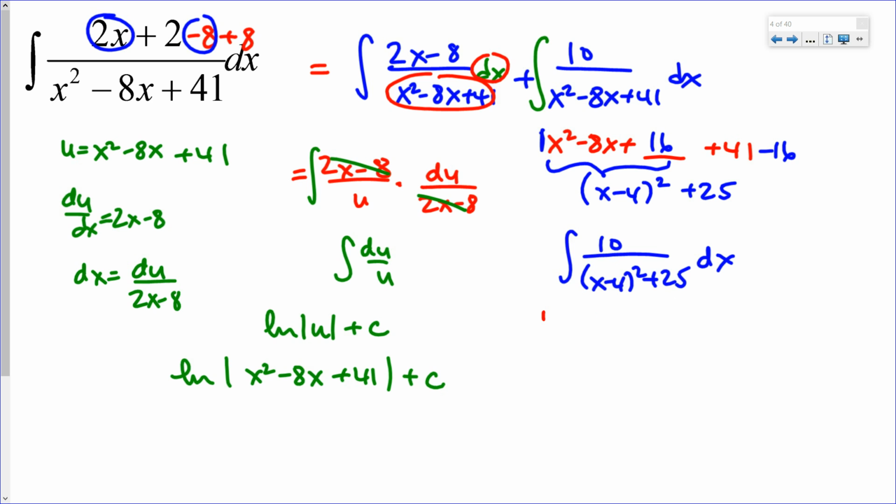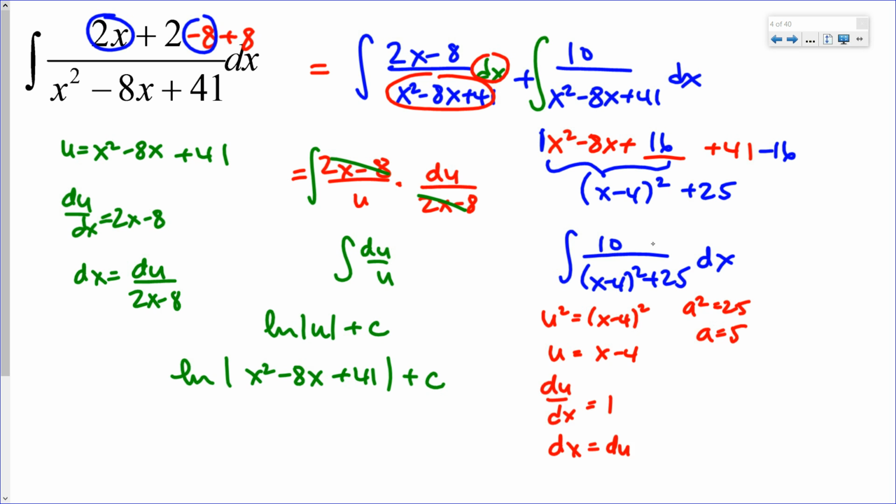u squared would have to be (x minus 4) squared, so u is x minus 4. a squared would have to be 25, so a has to be 5. And if I take the derivative here, just like a u substitution problem, I'd get dx is equal to du. And so I substitute in and I make sure my x's cancel out. And if they do, then it would be an arctan problem. If they don't, then back to the drawing board.